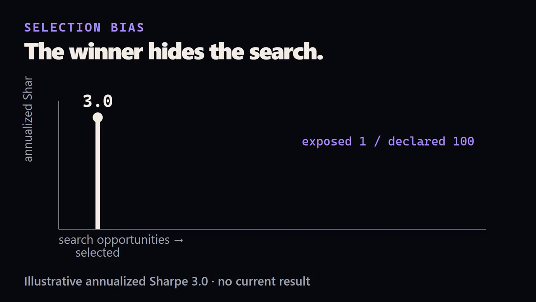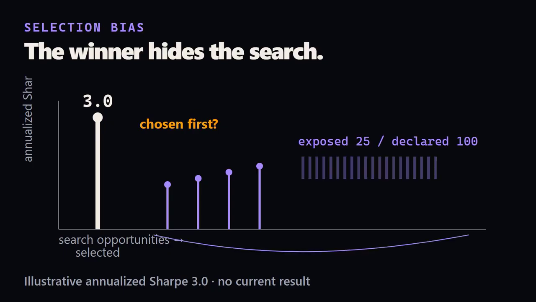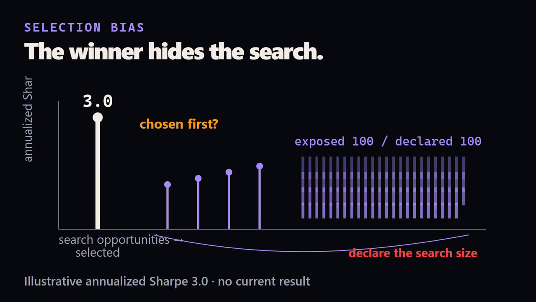Suppose a backtest shows an annualized Sharpe ratio of 3. Impressive, perhaps, but was that strategy written down first or selected after trying 100 ideas? The number on the winner is identical. The evidence is not. Selection bias begins when we judge the chosen result while forgetting the search that produced it. That hidden context changes the claim.